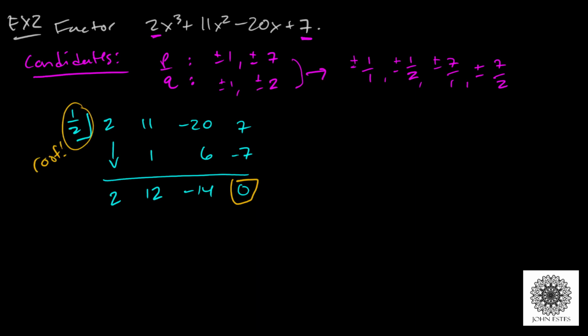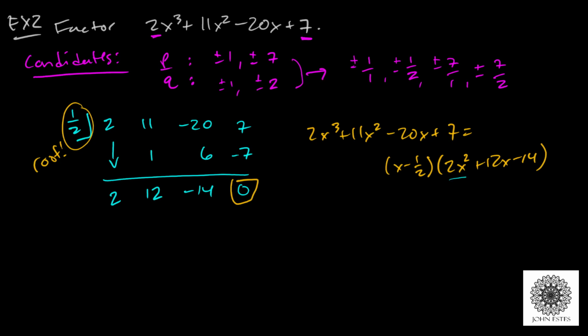Not only that, now our polynomial can be written as, instead of saying 2x cubed plus 11x squared minus 20x plus 7, our polynomial can be written as x minus 1/2 times 2x squared plus 12x minus 14. Okay, now I can factor the rest of this because it's quadratic. And actually what I can do first of all is factor out a 2. So I have 2 times x minus 1/2 times x squared plus 6x minus 7. Okay, so now I just think of two things that multiply to give me negative 7, add to give me positive 6. I know. How about positive 7 and negative 1? Alright, and there it is.